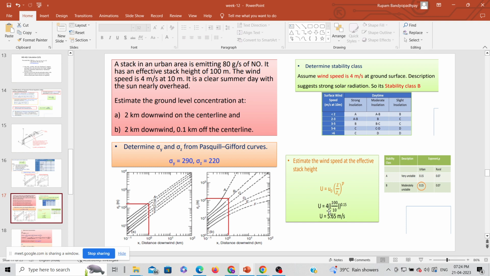The wind speed you have to calculate at this height. It is mentioned as 4 meter per second, and at 100-meter height you calculate the speed. Stability class B is moderately unstable, and for this condition the p value will be 0.15. Generally, this value will also be given.